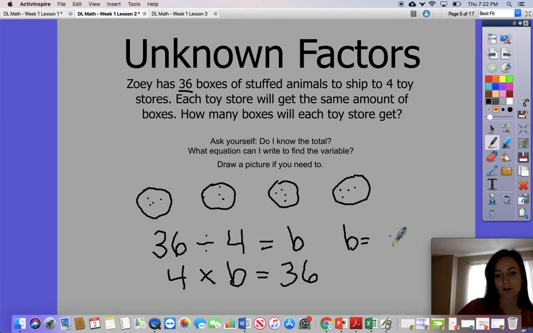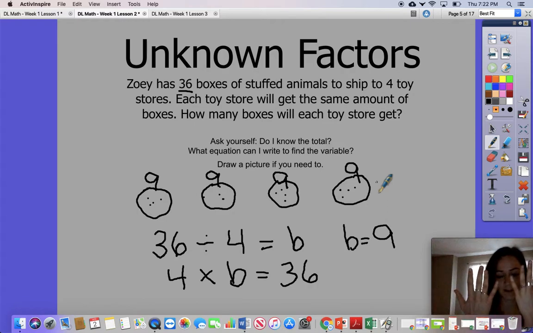Each store will get 9 boxes. So there's 9 here, 9 here, 9 here, and 9 here. And you can check your answer always by saying 9 times 4. Well, if we do use our 9s trick, right, put down your 4th finger, okay, and you've got 36. Try to get in front of the camera. There we go. 36. Okay. So each store got 9 boxes.